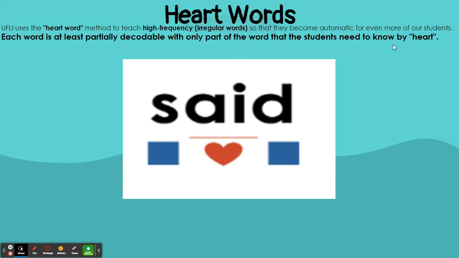UFLI uses the heart-word method strategy for teaching irregular words, more commonly known as high-frequency words or sight words, so that they become automatic for even more of our students. With the understanding that each word is at least partially decodable, with only part of the word that the students need to know by heart. Use the word said as an example. Students can decode or say the sounds for s and d, but the spelled AI is the part that they just have to know by heart.